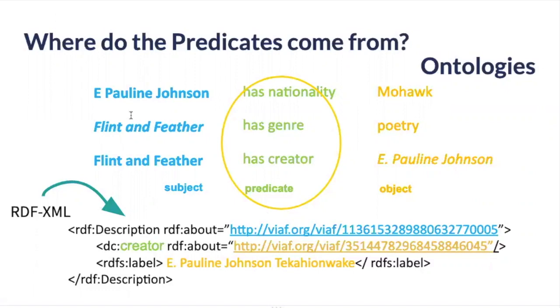Or we might say that trees could be in a has ring number relationship to a number of rings, but we wouldn't say that a person could have a ring number relationship to a number of rings, because people don't have rings. So ontologies give us these relationship terms, but they're also full of rules about what kind of entities can be connected to one another with what types of relationships. And they give us classes of entities too.